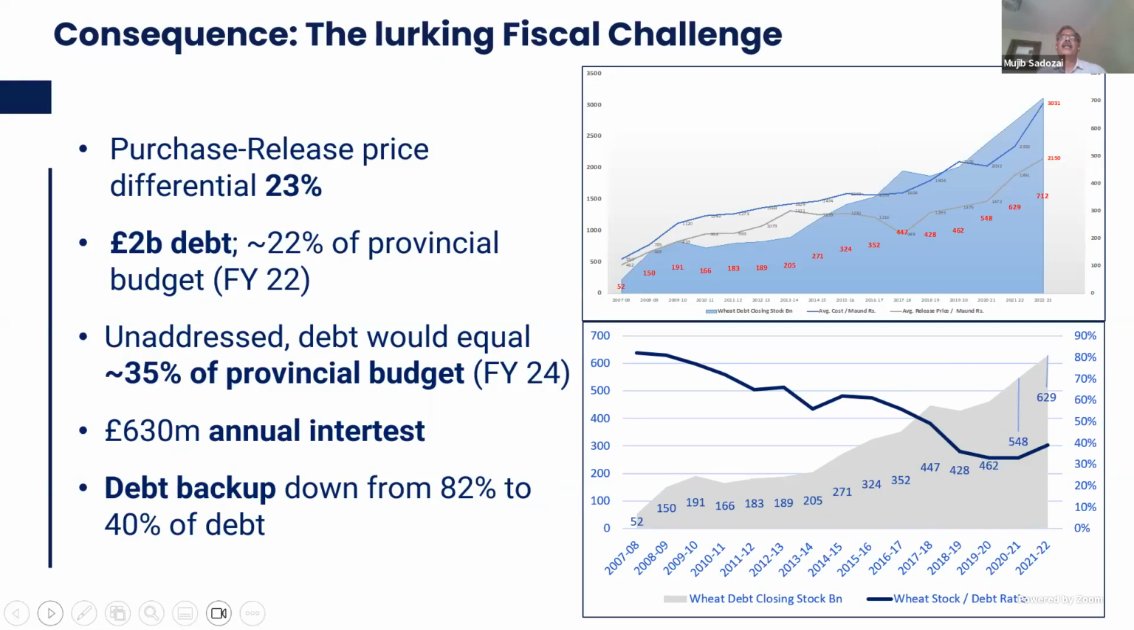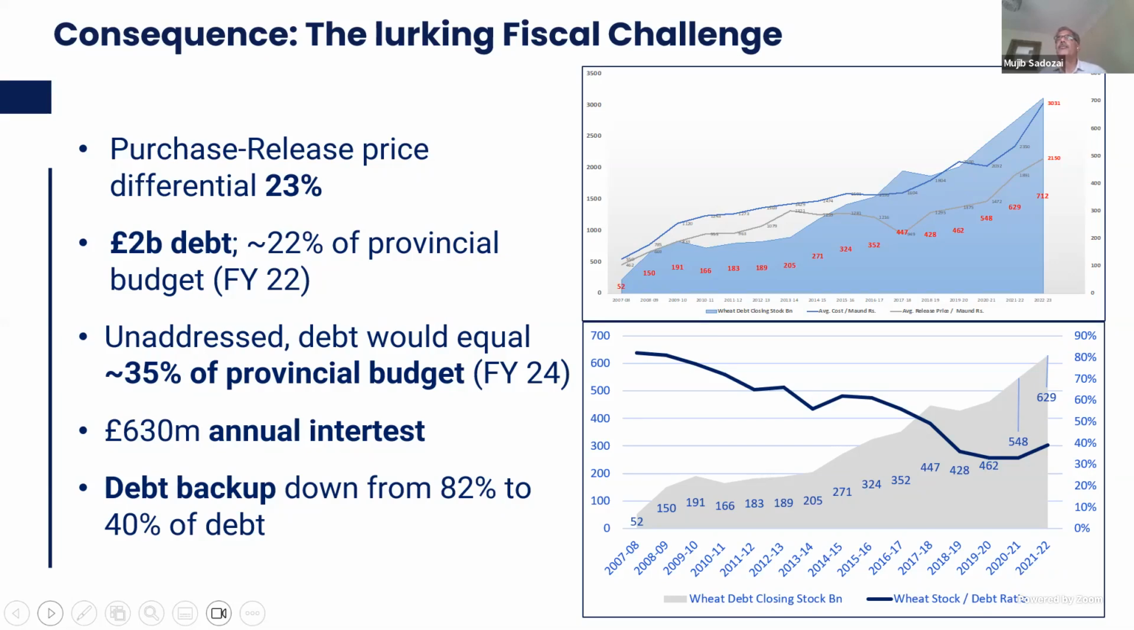The consequences have been perilous, as the 2 graphs on the right-hand side would show. The persistent differential in the purchase and release price of around 23% has meant that the cumulative subsidy-related debt in fiscal 2022 amounted to £2 billion, which equaled 22% of the provincial budget. Unaddressed, by 2024 this would have ballooned to 35% of the provincial budget. And the annual interest payment alone comes to about £630 million. And the physical commodity backup is only to the extent of 40%. It used to be somewhere in the region of 80-85%.